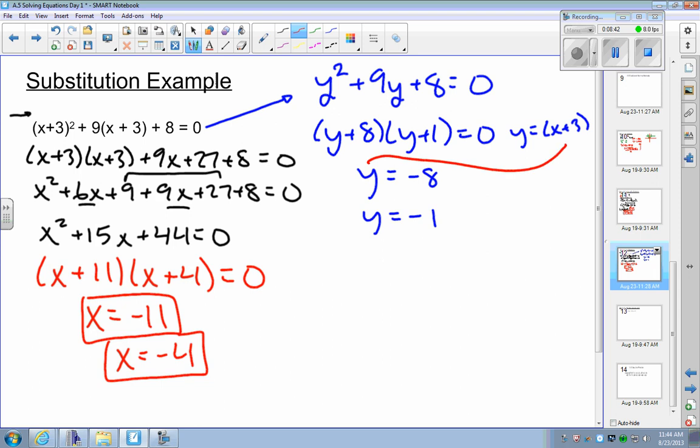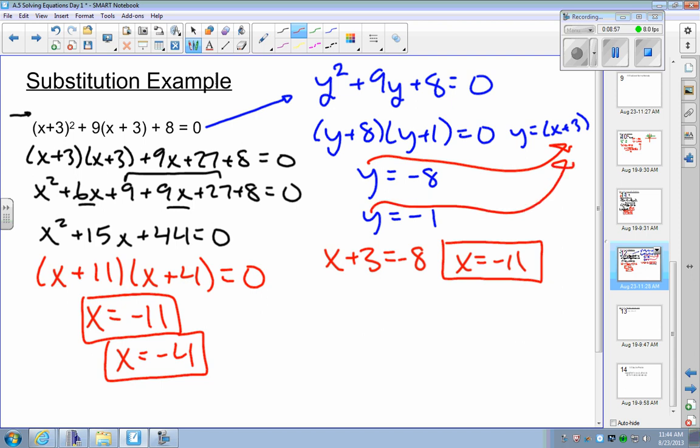So you know y equals x plus 3. So let's substitute that in here. So x equals negative 11. You've seen that before. Let's go substitute this piece in right here. So then x equals negative 4, and your answers match up.